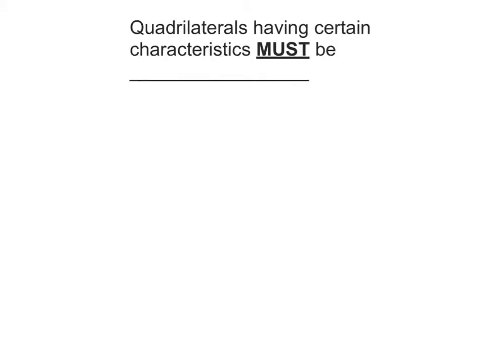Okay, this is 4.2a, more about parallelograms. Quadrilaterals having certain characteristics must be parallelograms. So they have to have certain characteristics. So let's talk about those characteristics.